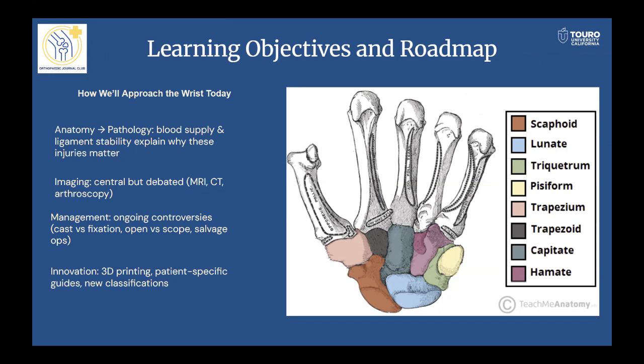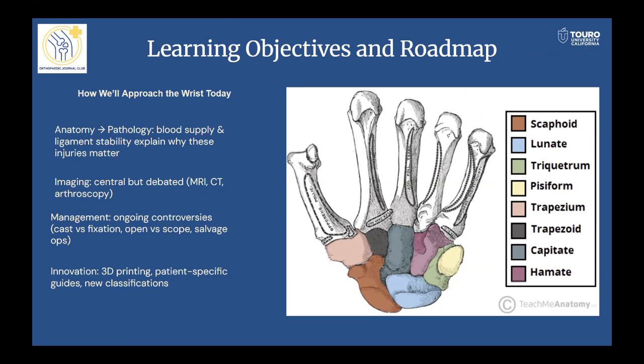Then we'll look at innovation. Advances like 3D printed patient-specific surgical guides are changing how we approach scaphoid non-union. New classification systems like the CUP classification for TFCC lesions help us refine diagnosis and treatment. And even Kienböck disease is being reframed with models that combine vascularity, cartilage, and bone health into a single system.